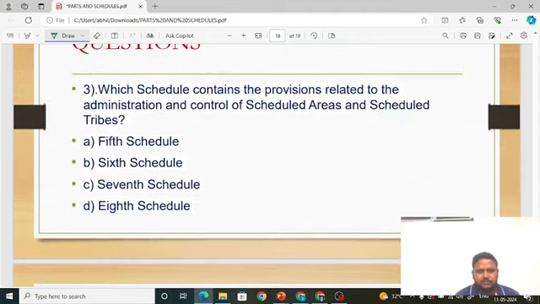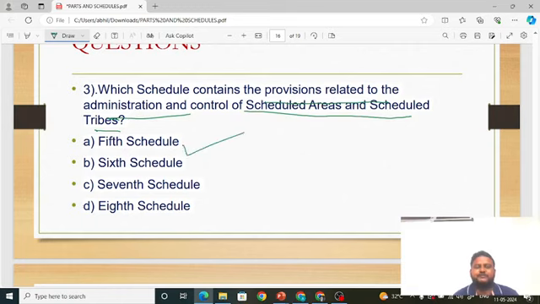Next question. Which schedule contains, please pay attention, provisions related to administration and control of scheduled areas and scheduled tribes? It is not talking about tribal areas in other tribal areas in states of Assam, Tripura. It is talking about scheduled areas and scheduled tribes. When scheduled areas comes, automatically the answer should be 5th schedule.